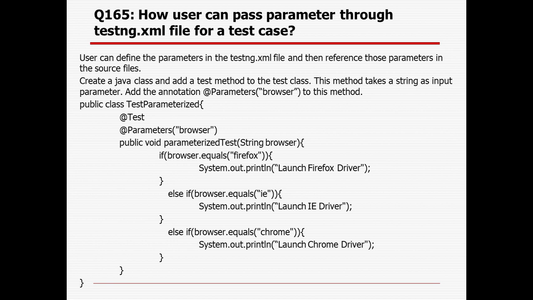How can a user pass parameters through the testng.xml file for a test case? The user can define the parameter in the testng.xml file and then reference those parameters in the source file. First you need to create a class. Here I have created a public class TestParameterized, and you need to use a test method. I have used the @Test annotation. This method takes a string as an input parameter. Add the @Parameters annotation with the browser parameter to this method, where I will pass the browser names.